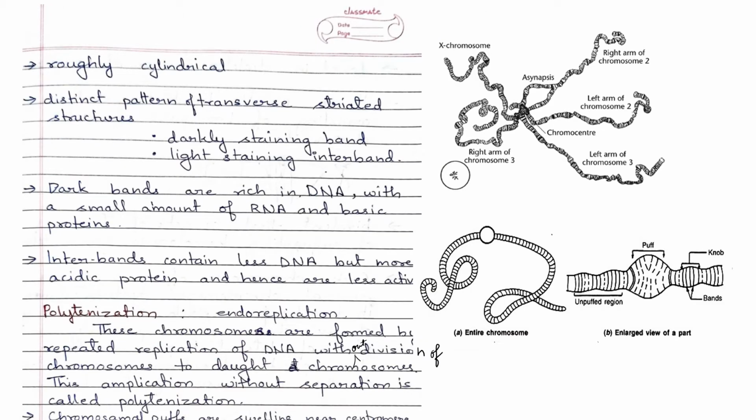Now, the structure of the Polyteen chromosome. They are roughly cylindrical, and they have a distinct pattern of transverse striated structures: the banded regions and the interbands. These are the darkly stained bands, while these are the lightly staining interbands.